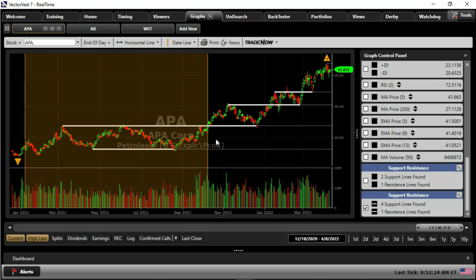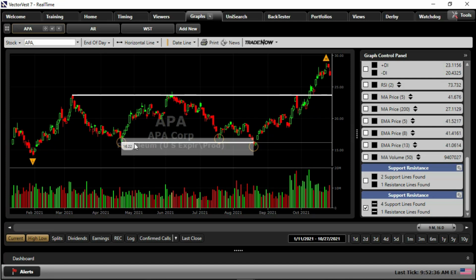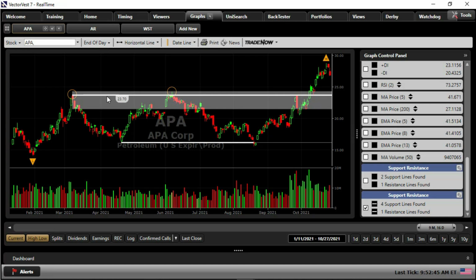And first we'll just zoom into this area here. So February of 2021 to November of 2021, you can see the stock price kind of trading in a channel. February, March, stock rallied, it retreated. It stopped right in this 16.22 zone. The stock began to bounce off of that level and eventually approached the most recent high here at about 23.70.